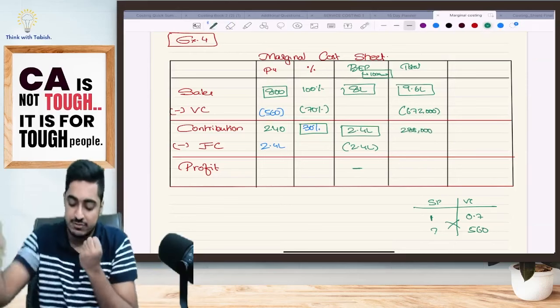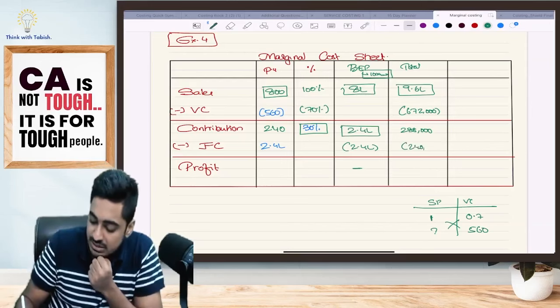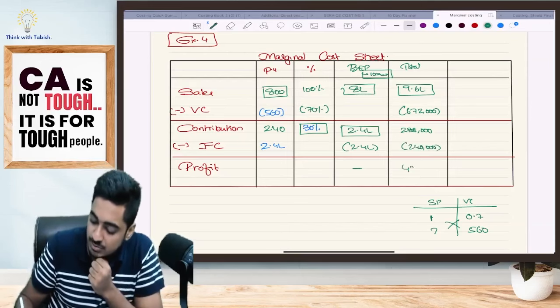From this, how much fixed cost do I have to pay? 2,40,000 fixed cost also I should pay now. Yes, so after paying that, how much will be my profit? 48,000. Yes or no, everyone?